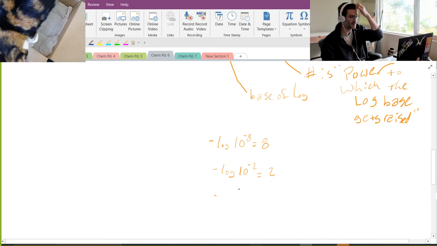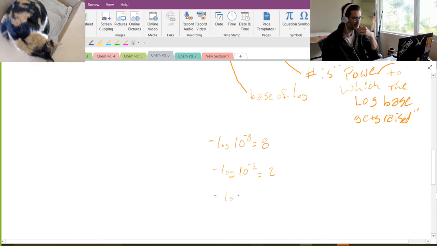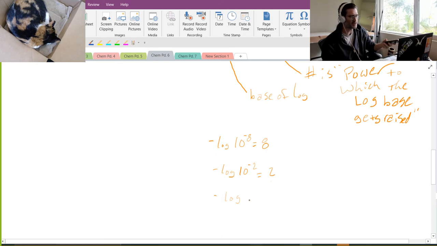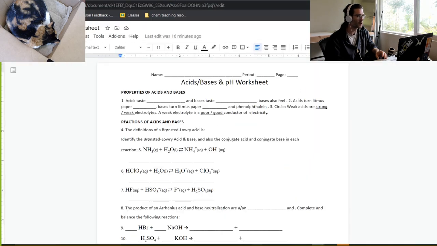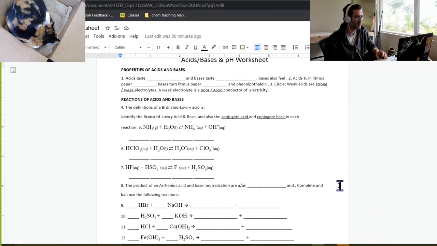So suppose we're given a concentration in moles per liter, and we're asked to calculate the pH. Then we take the negative log of that, and we can find the pH. So let's look at one of these examples from the worksheet.